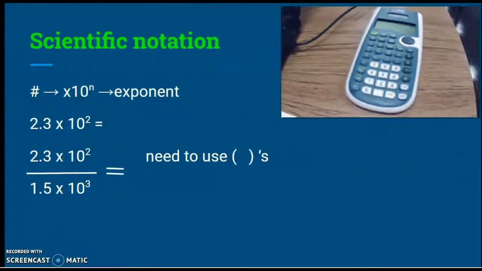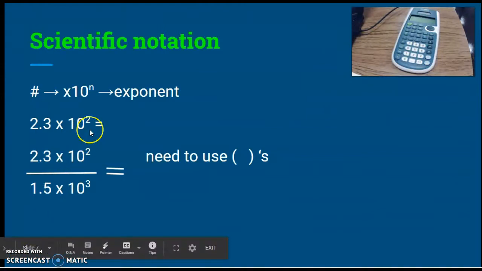All right, and then for the second one, we're going to do again a little equation. And note, this time we need to use parentheses because we need to tell the calculator to keep the 2.3 times 10 to the second together and the 1.5 times 10 to the third together, okay?